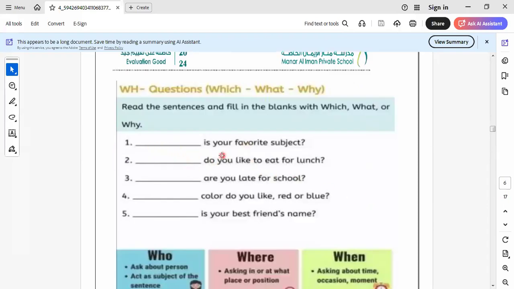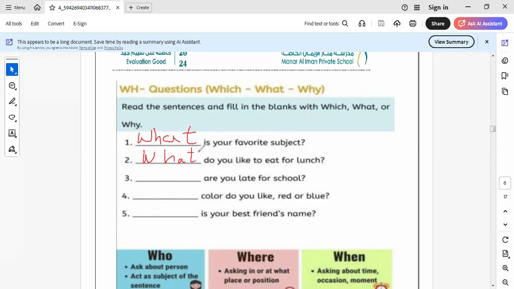"___ is your favorite subject?" So here it will be, what is your favorite subject? "___ do you like to eat for lunch?" So here we say, what do you like to eat? What do you like to eat for lunch? So I ask about something that we eat for lunch.